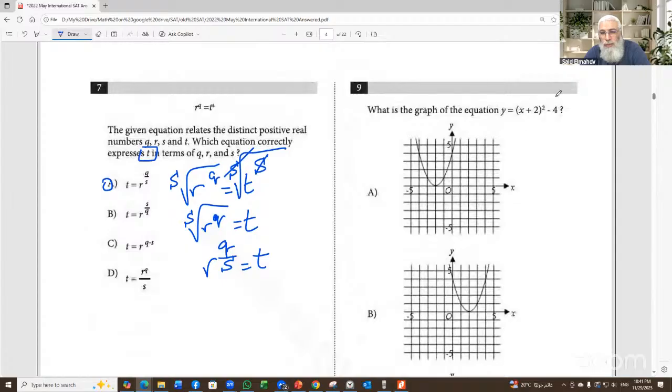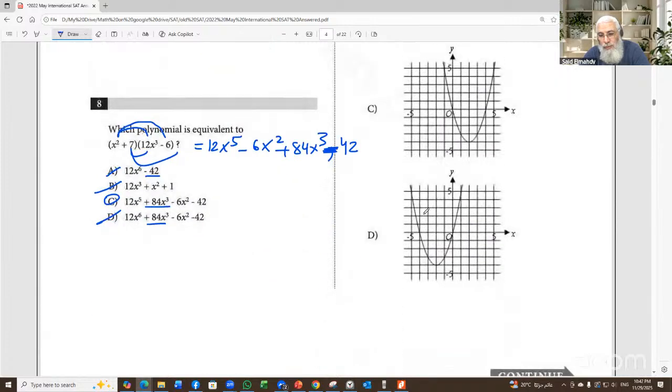What is the graph of the equation y equals x plus 2? This means the x vertex is equal to negative 2. So x vertex is negative 2. This might be correct. X vertex positive 2 is incorrect. X vertex is minus 2, so this might be correct. And this is incorrect.